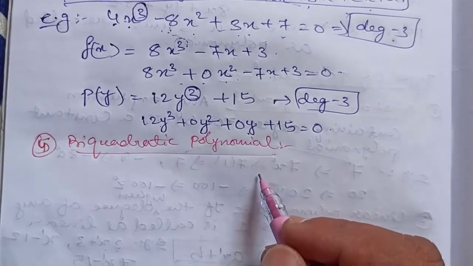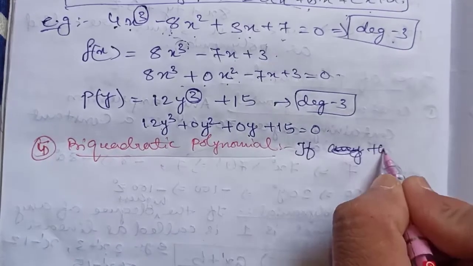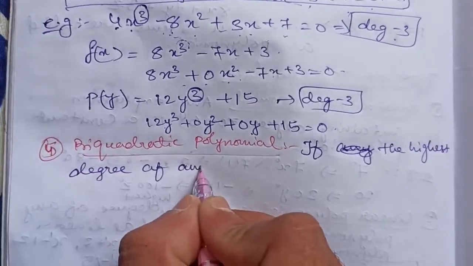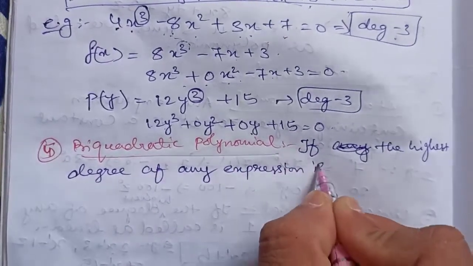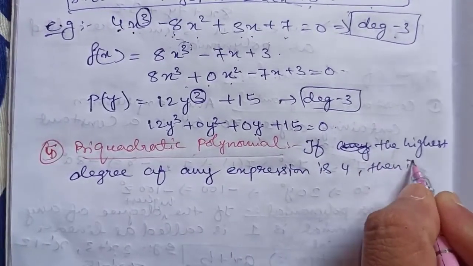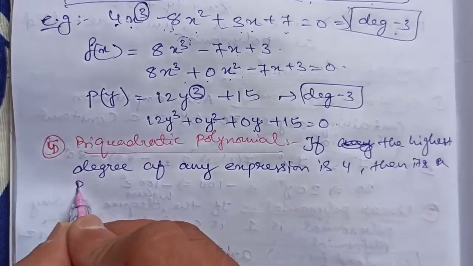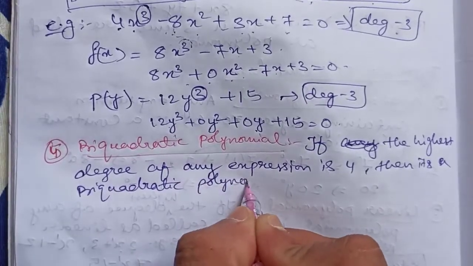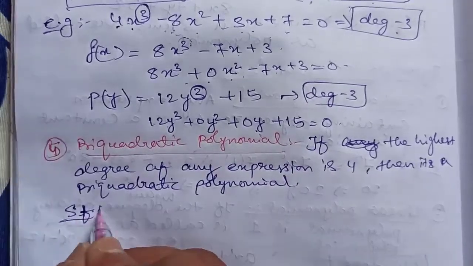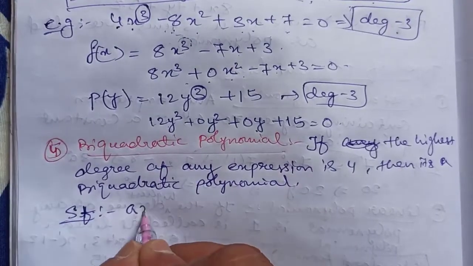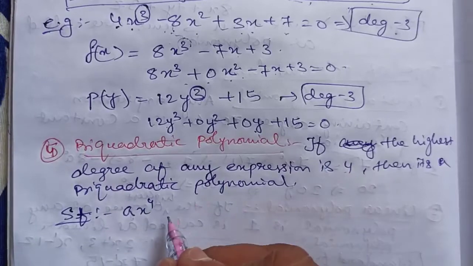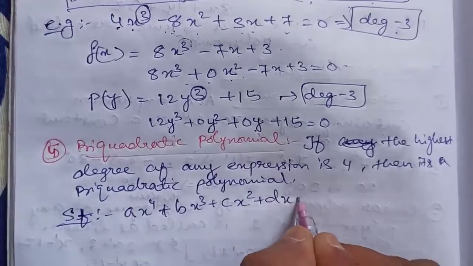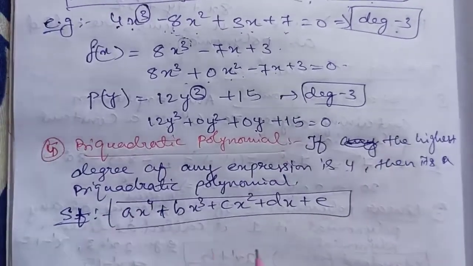Okay, the last is biquadratic polynomial. If the highest degree of any expression is 4, then it is a biquadratic polynomial. What is the standard form? Standard form is, we should always write x to the power 4 because the highest degree is 4, a x to the power 4 plus b x cube plus c x square plus d x plus e. This is the standard form of a biquadratic polynomial.